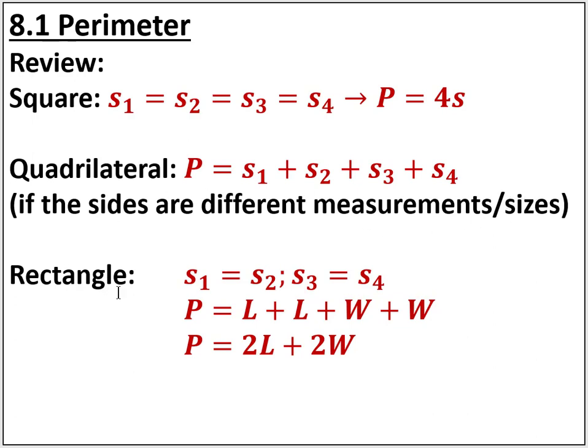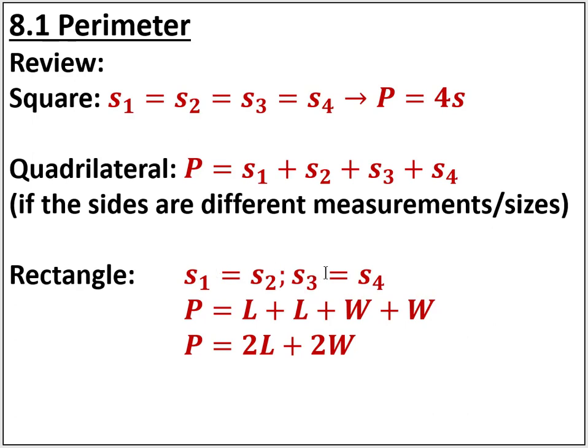Now for a rectangle, and it has to be classified as a rectangle in the beginning. So if it tells you that it's a rectangle, then we can assume that side 1 or S sub 1 is equal to side 2 or S sub 2, meaning that the two sides that are opposite to each other or parallel to each other are equal or congruent to each other.